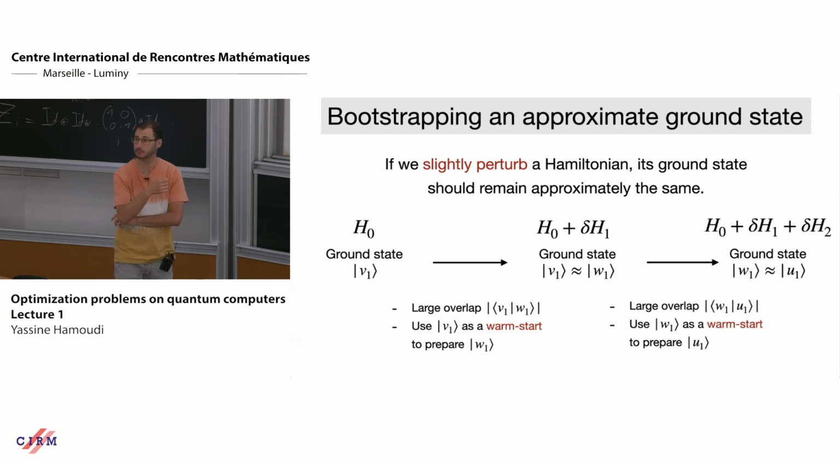And then you could repeat. You do one more step of perturbation, and you use W1 as a warm start to prepare the ground state of the next Hamiltonian. So you see that if you do that, you could explore a sequence of slowly changing Hamiltonians, and by doing that, you could arrive at your final target Hamiltonian in a very efficient way, without needing to know a warm start from scratch. So let's try to formalize this idea.